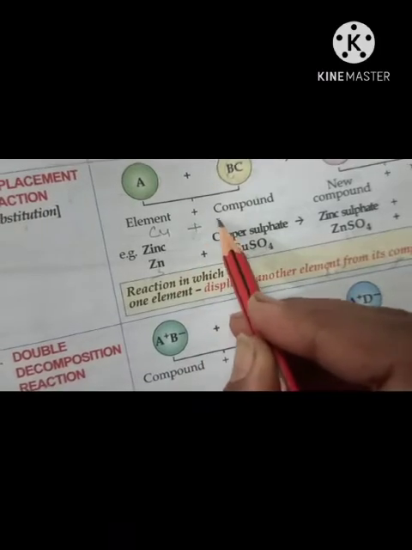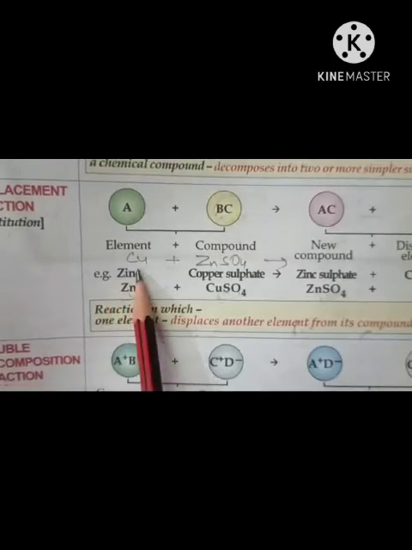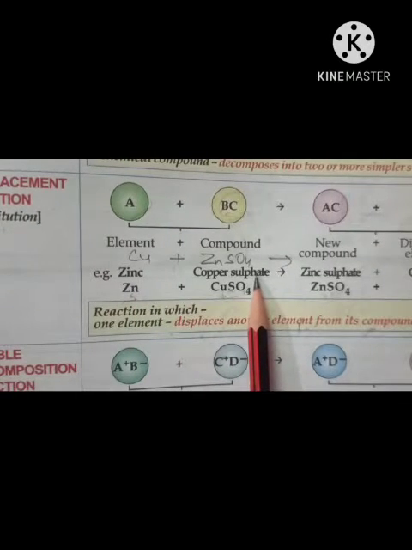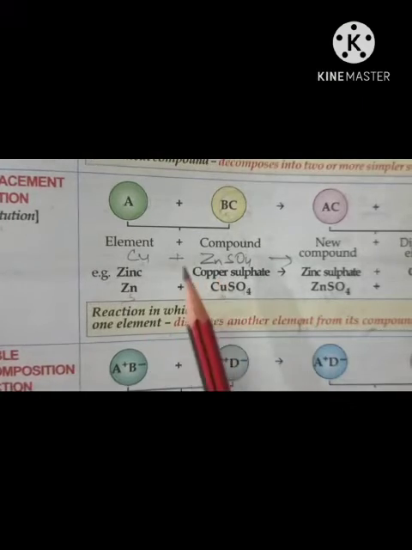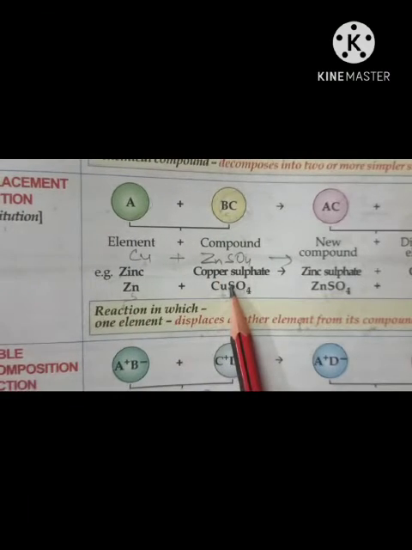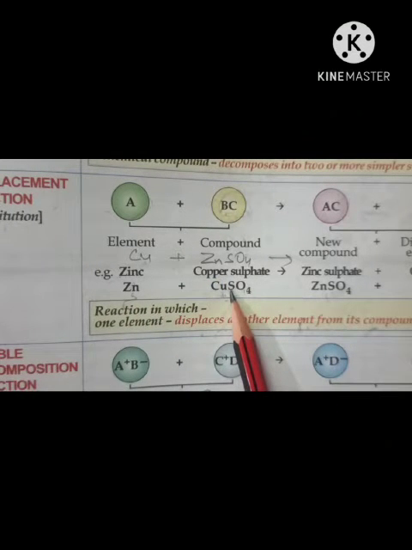Let's take another example. Suppose copper reacts with zinc sulfate. Just look at here. Is this reaction possible? No. Why? Because copper cannot displace zinc from its compound. Why? Because the position of zinc is above copper in the activity series.